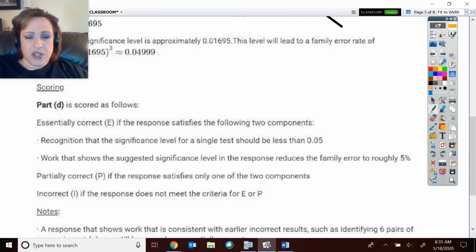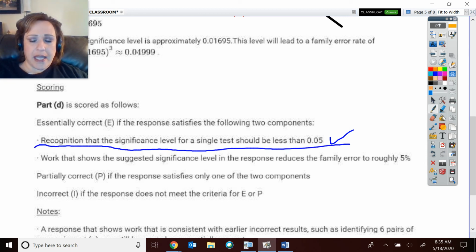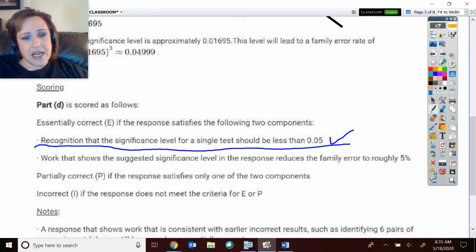You know, more than just a single test to be less than 0.05. So see, I would have probably gotten this. If I had done it my way, I would have just then gotten some wrong partial credit because of the algebraic components that I was wrong with.